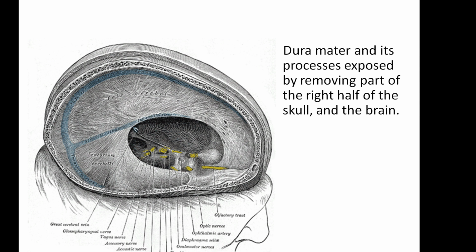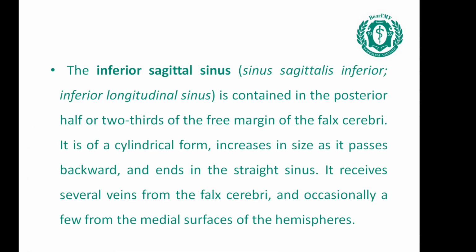Dura mater and its processes exposed by removing part of the right half of the skull and the brain. The inferior sagittal sinus is contained in the posterior half or two-thirds of the free margin of the falx cerebri. It is of a cylindrical form, increases in size as it passes backward, and ends in the straight sinus. It receives several veins from the falx cerebri and occasionally a few from the medial surface of the hemispheres.